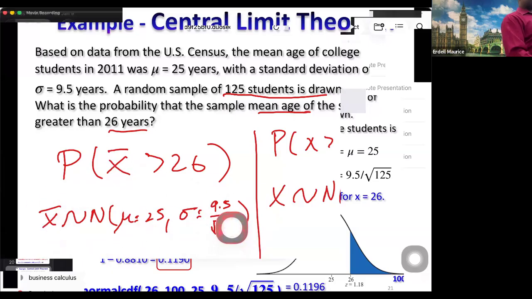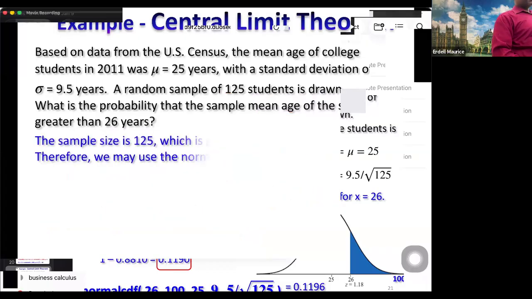And so the standard deviation is not 9.5. It is 9.5 divided by the square root of 125. Questions there? And if you recall, I showed you the picture. What happens is that the blue is always more compact, right? Because as looking at the averages, those tend to fall near the middle. Questions there?